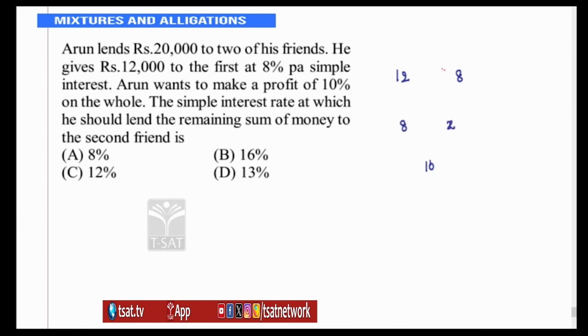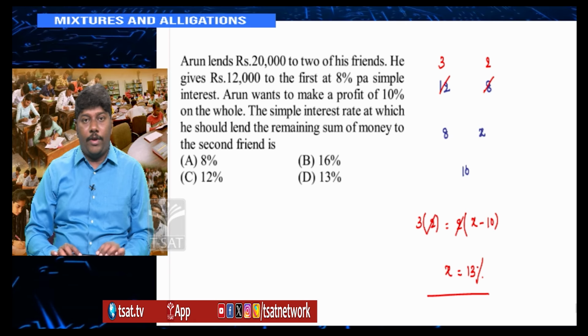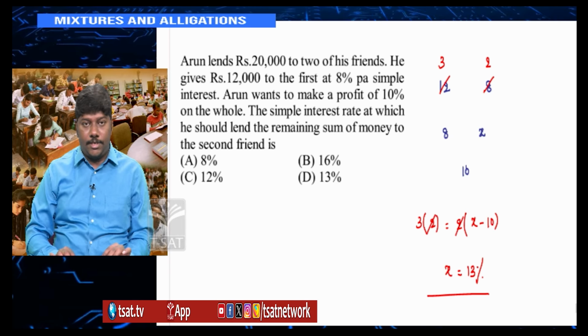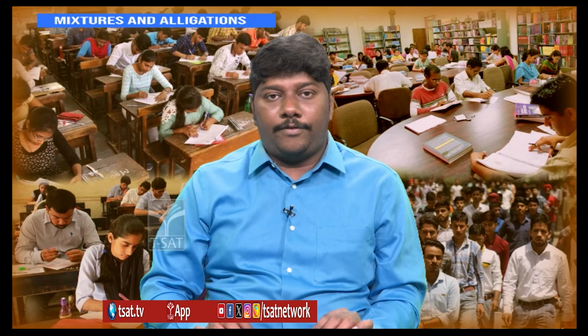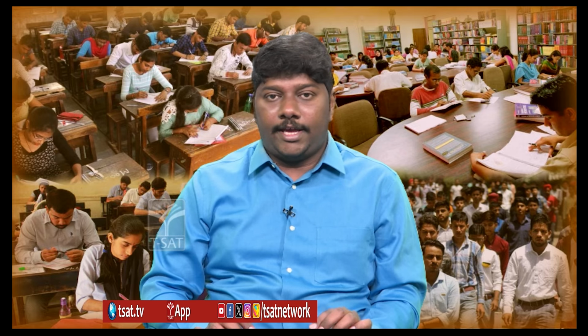So here what is missing? A2 is missing. You can simplify it further. You are mixing them in a 3:2 ratio. So I want 3, the difference is 2. 2 minus 10, because here 8 is less, therefore x must be more. 2 cancels, so x is equal to 13%. He must lend the second sum, that is 8,000, at 13%. So here nowhere are we finding the direct values, we are just applying the formula of mixtures and alligations. You are getting the answer.